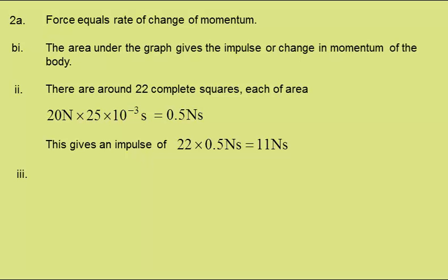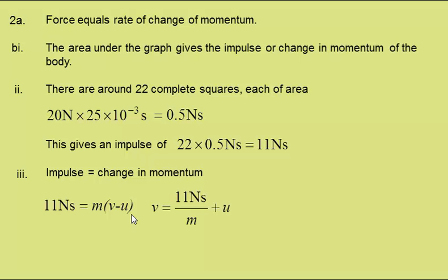In part 3, we need to find the speed of the ball after it has been kicked, assuming it returns along the same horizontal line it followed when approaching the boot. Well, impulse equals change in momentum, and so 11 newton seconds is the change in momentum, which is the mass times the final speed minus the mass times the initial speed, not forgetting that momentum is a vector, so we must take one direction as positive.